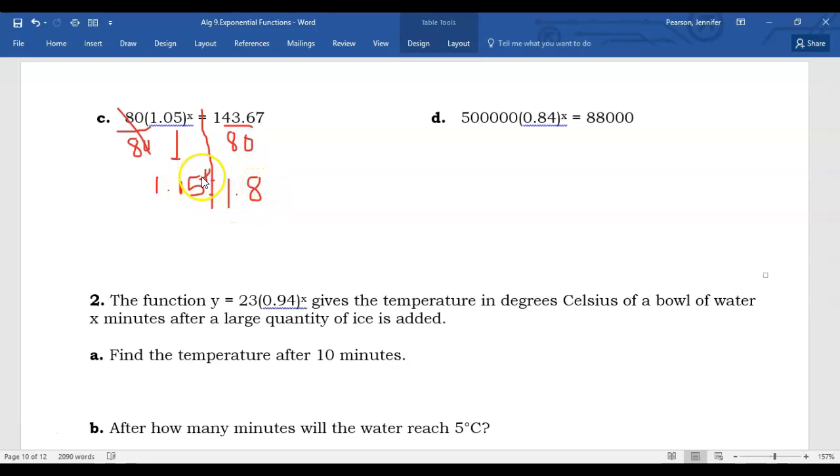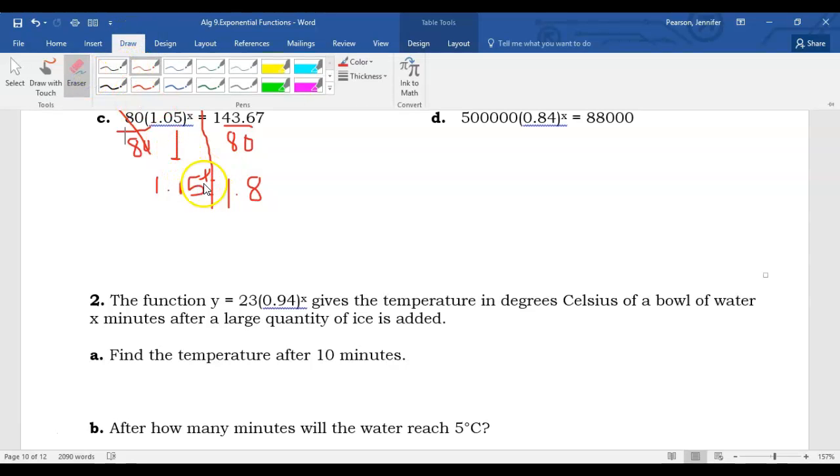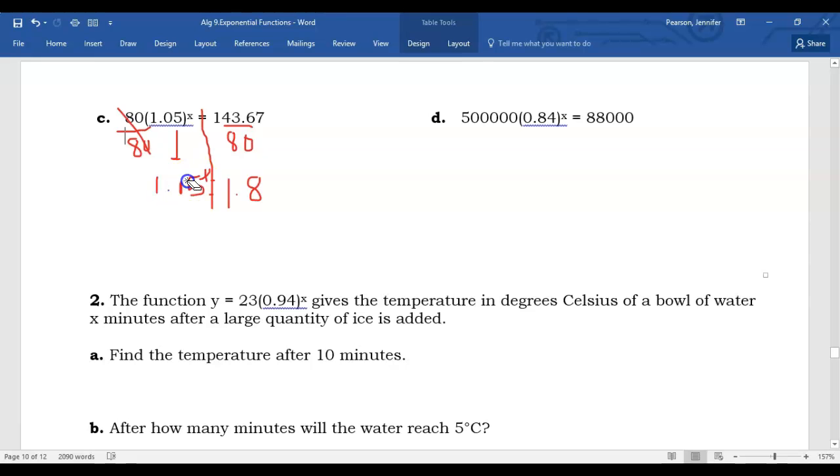Now, when I have an x as an exponent, I cannot just divide to get rid of that number in front. So we're going to use something called a logarithm to get rid of the exponent x. So instead of doing an exponent x, I put a log in front, and I have to do the same thing on both sides of the equation, so I'm going to squeeze a log in the front right here, a log in front and a log in front.